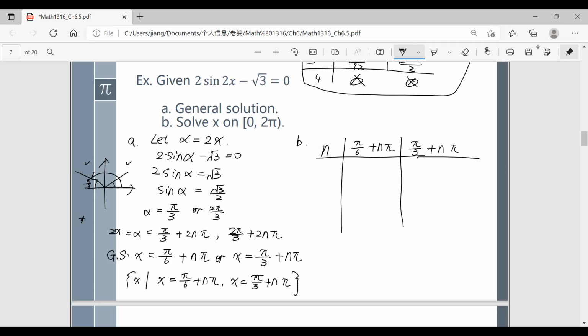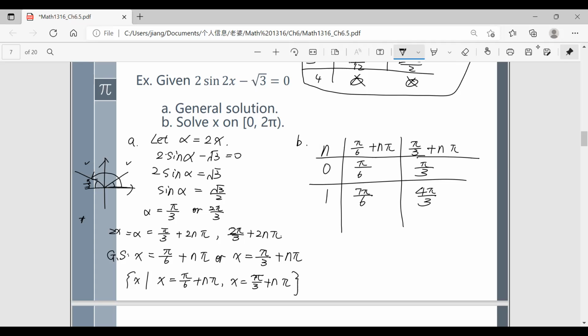So I can't start from n equals -1. So I can try n equals 0. When n equals 0, the first x equals pi over 6, the second is pi over 3. How about n equals 1? If n equals 1, pi over 6 plus pi is 7 pi over 6. Yes, this one is in the domain 0 to 2 pi. And pi over 3 plus pi is 4 pi over 3.